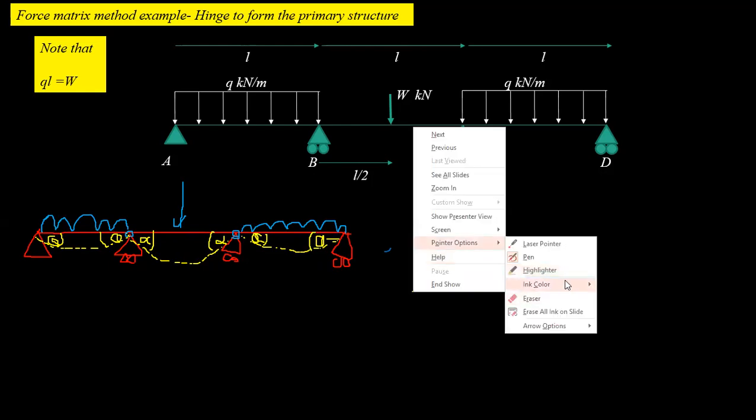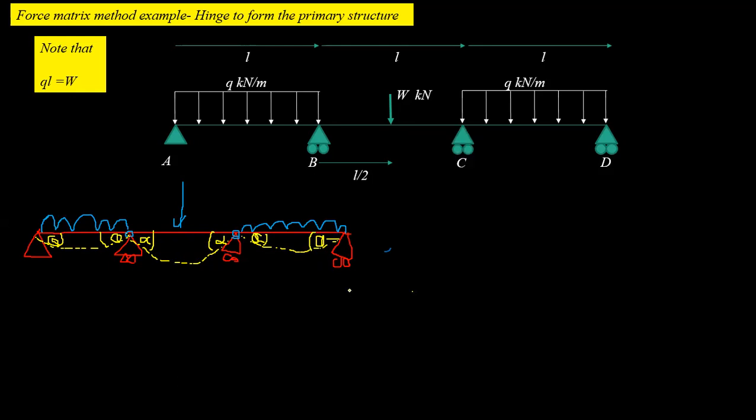First, I don't have enough space to draw the primary structure and the redundant structures on the same side, so I will move each one at a time. This is my first coordinate, the redundant, then the second coordinate. My sign convention: clockwise positive and upward positive. Clockwise rotations and moments are positive, and upward forces and displacements are positive.